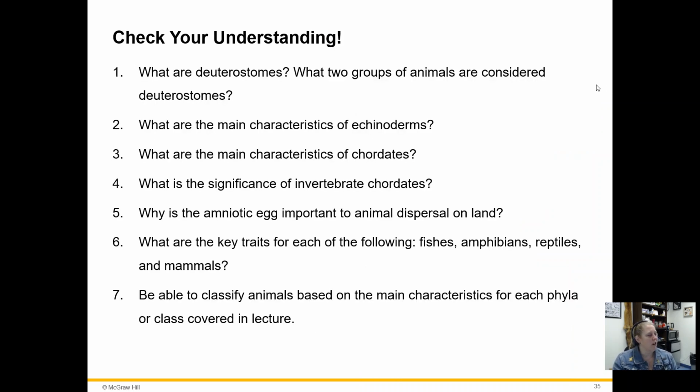Here is your check your understanding for this particular one. Make sure you can go through those main characteristics of our deuterostome groups, and then make sure you can classify the animals. I really want you to know the key traits for fish, amphibians, reptiles, and mammals. So make sure you know those main ones, and then go back through your invertebrates, your protostomes, and make sure you go through those as well.